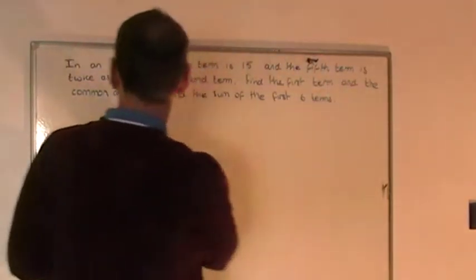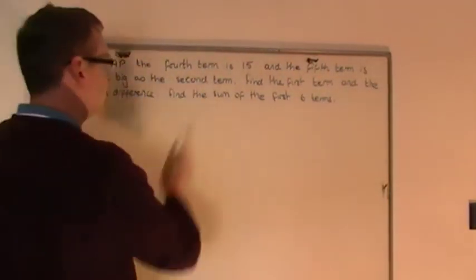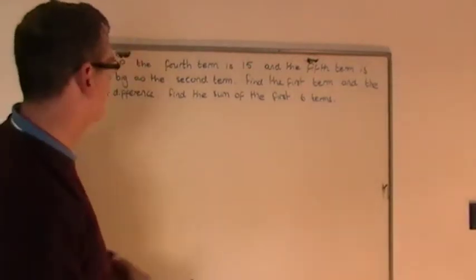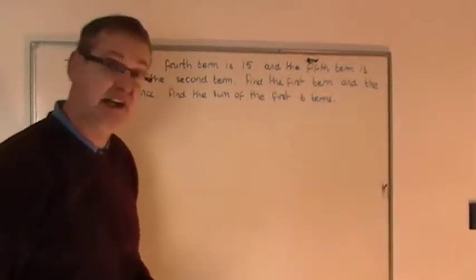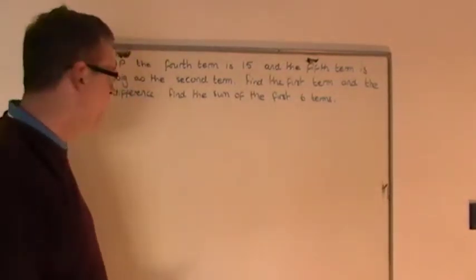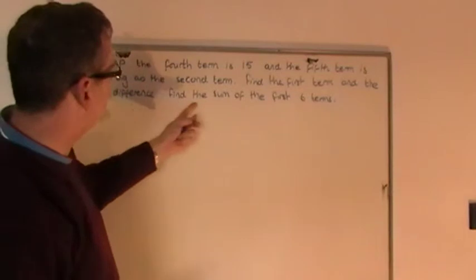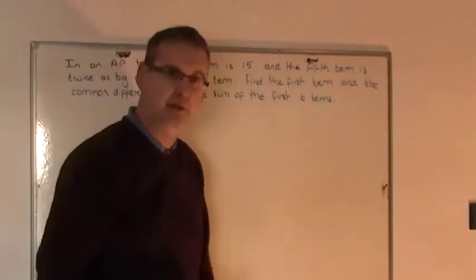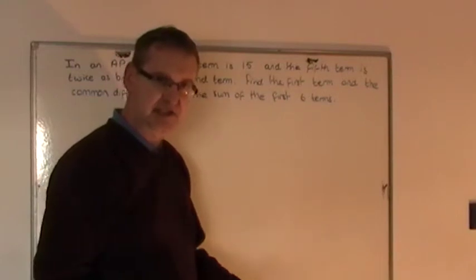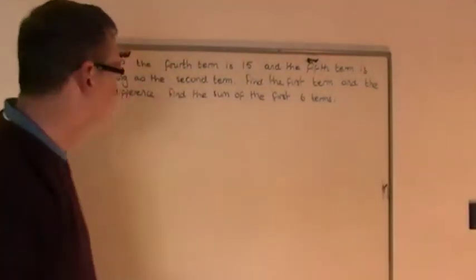It says the following. In an arithmetic progression, an AP, the fourth term is 15 and the fifth term is twice as big as the second term. Find the first term, find A in other words, and the common difference, find D. And then, once you've found them, find the sum of the first 6 terms. So there are 3 things we want to find: A, D and S6.